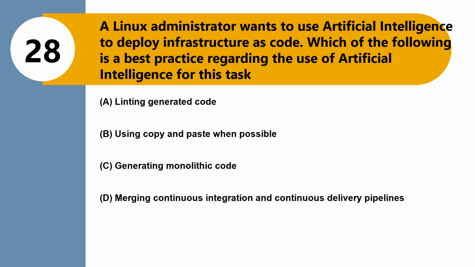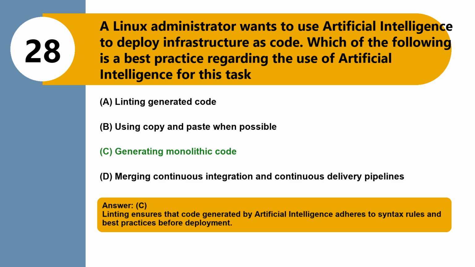Question 28. A Linux administrator wants to use artificial intelligence to deploy infrastructure as code. Which of the following is a best practice regarding the use of artificial intelligence for this task? Option A, linting generated code. Option B, using copy and paste when possible. Option C, generating monolithic code. Option D, merging continuous integration and continuous delivery pipelines. The correct answer is option C, generating monolithic code. Linting ensures that code generated by artificial intelligence adheres to syntax rules and best practices before deployment.